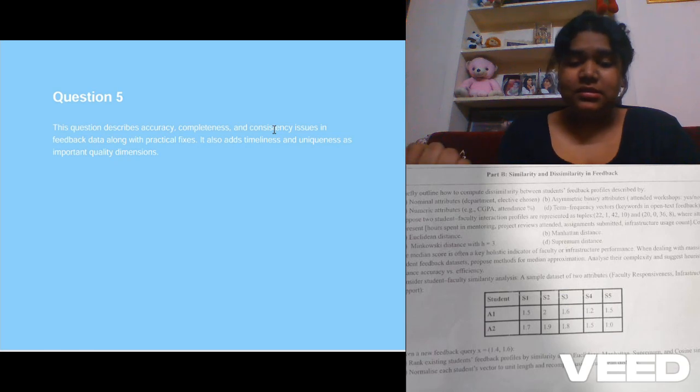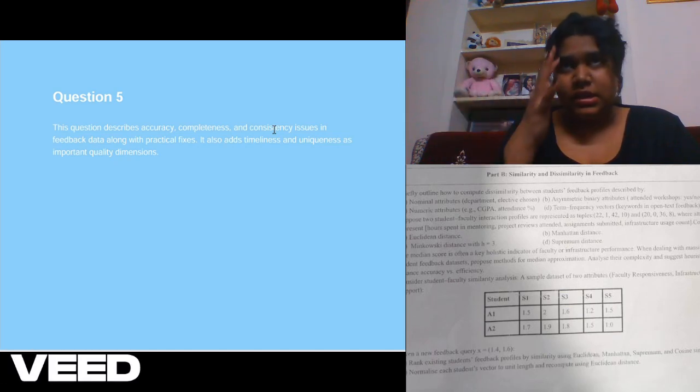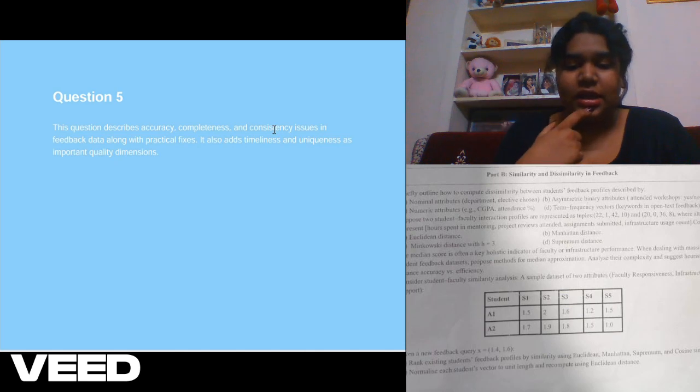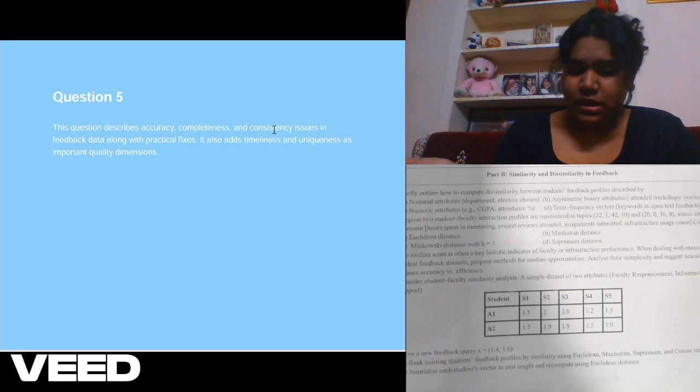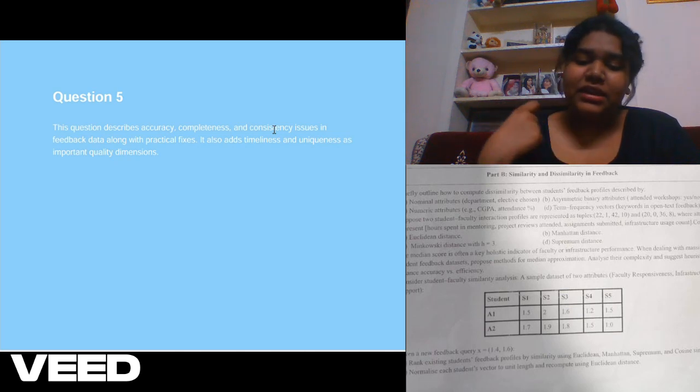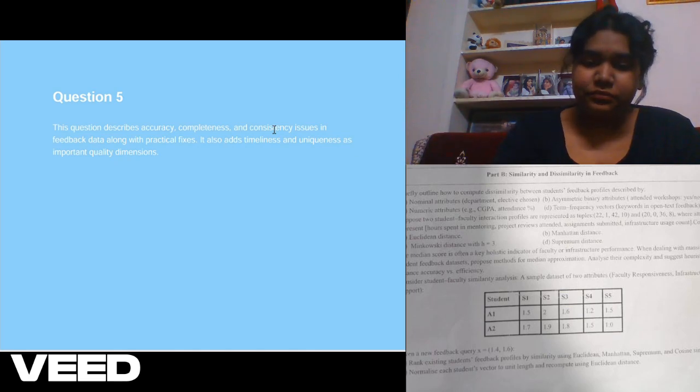And inconsistency happens when different surveys or entries contradict each other, like giving different ratings for the same question. We solve this through data cleaning rules and cross-checking entries. Always remember, clean feedback leads to reliable analytics and better academic decisions.